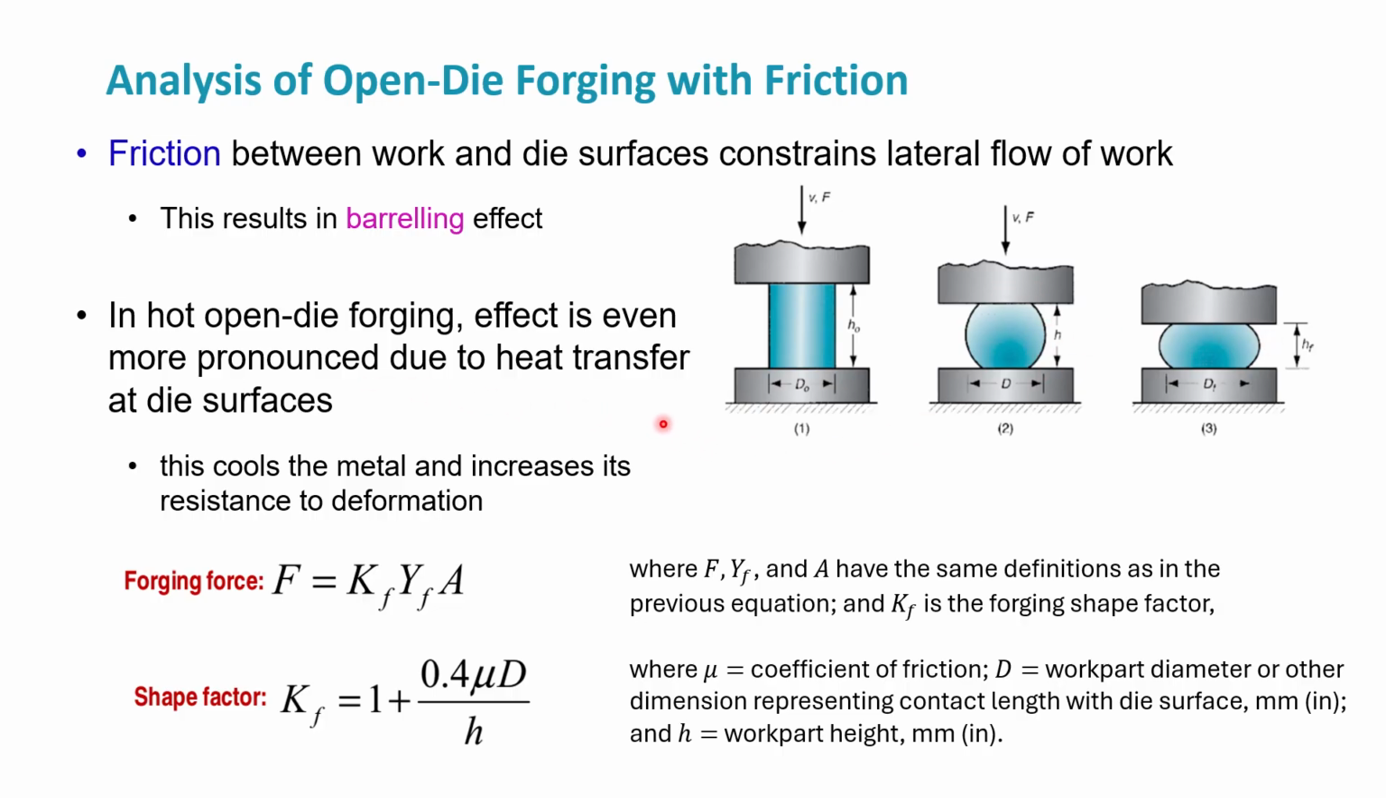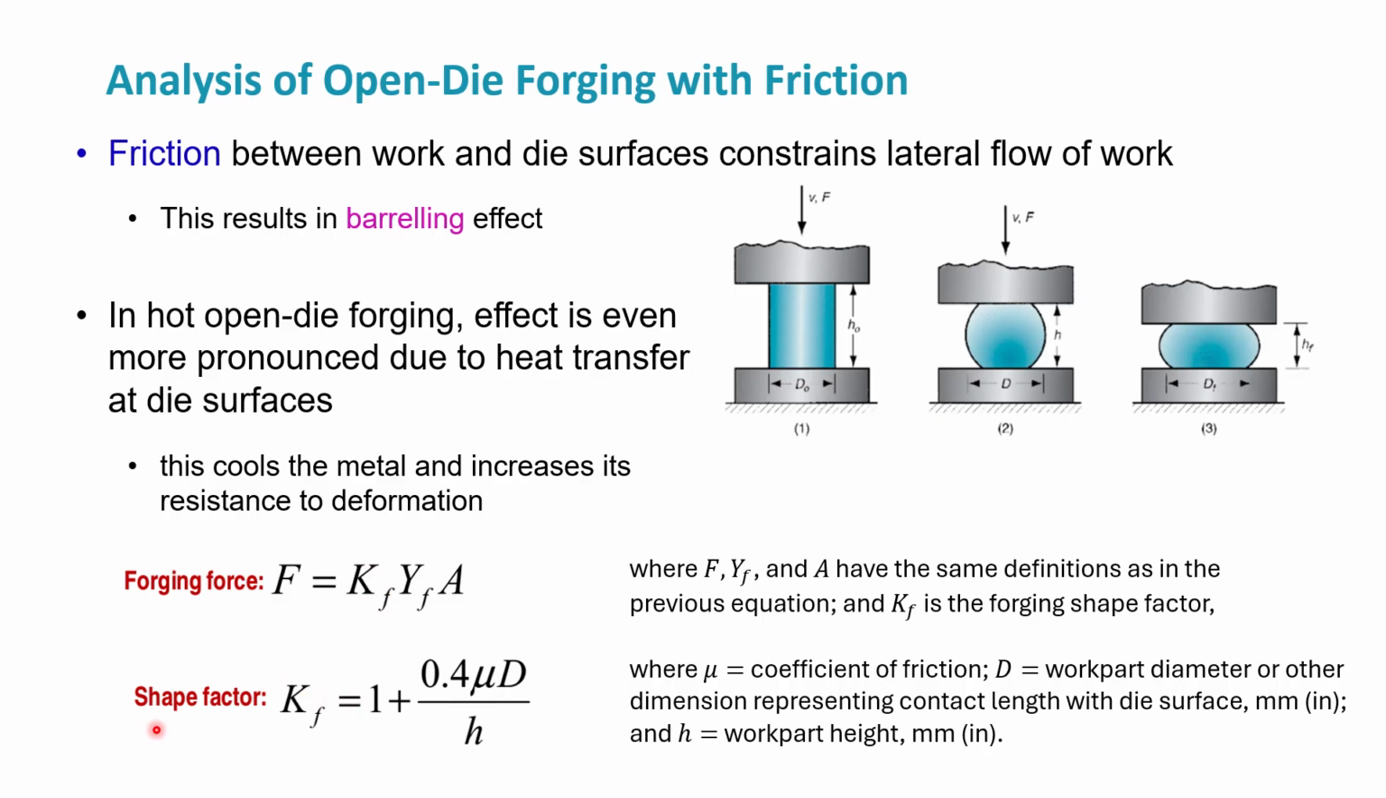In hot open die forging, the effect is even more pronounced due to the heat transfer at the die surface, which cools the metal and increases its resistance to deformation. However, the forging force is calculated by multiplying Kf by Yf by A. A, of course, is the area, Yf is the flow stress, and Kf is the forging shape factor, which is related to the friction.